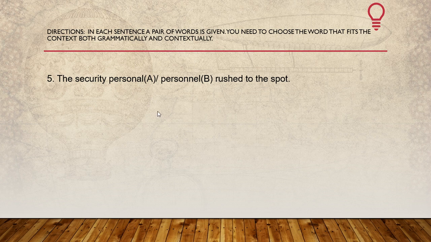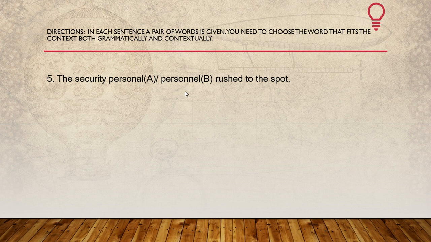Now, so this one is again important. Personal. What does personal mean? It means belonging to a person. Fine. Like generally we say, right? Personal belongings, personal driver, fine. Personal room, personal chamber. So that is personal, right? Belonging to a person. That is option A. Now, personnel.